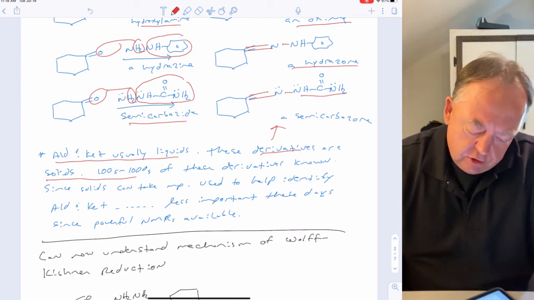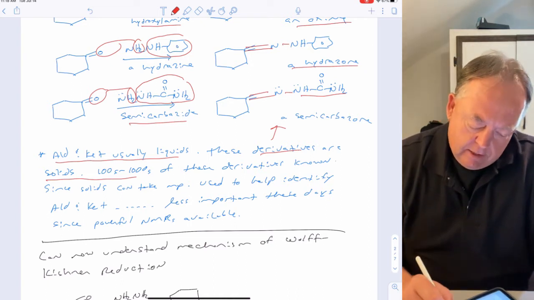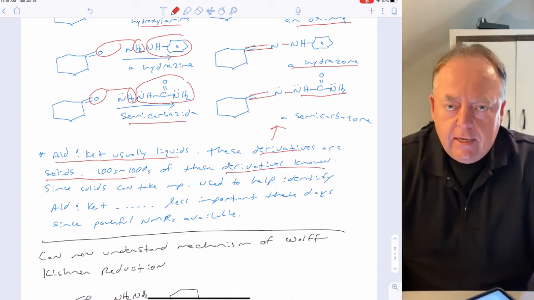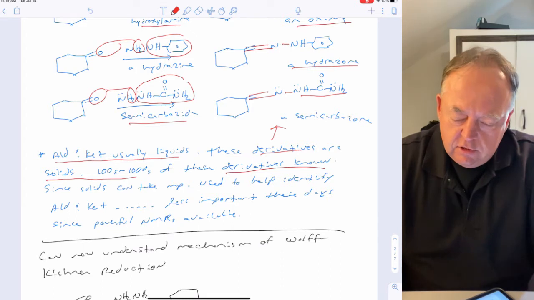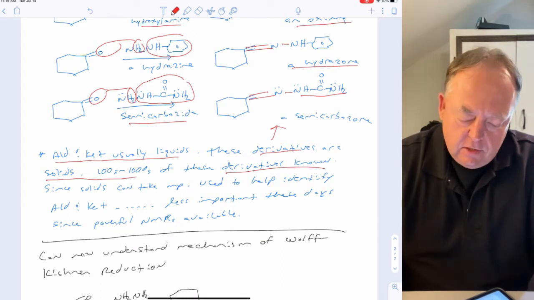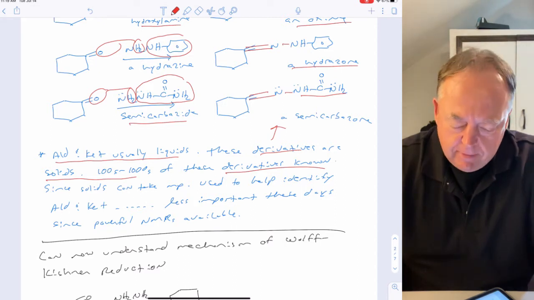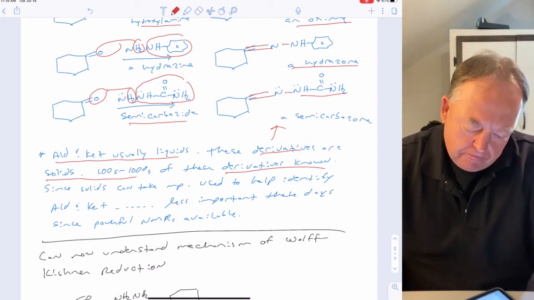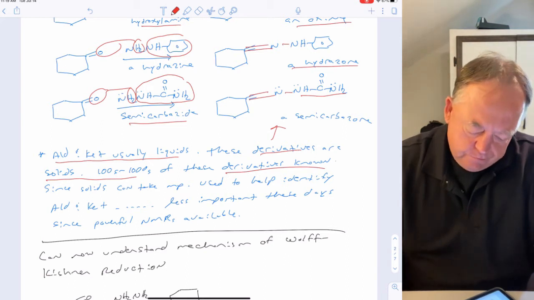Solids you can just take a melting point on. So there are hundreds and thousands of derivatives of different aldehydes and ketones known, and melting points are taken, and these melting points, the physical properties of the solid derivatives, are published. And then if you have an unknown aldehyde or a ketone, you can look in the derivatives list and see if you find a matching melting point, for example, and that will help you figure out what the aldehyde or ketone was.